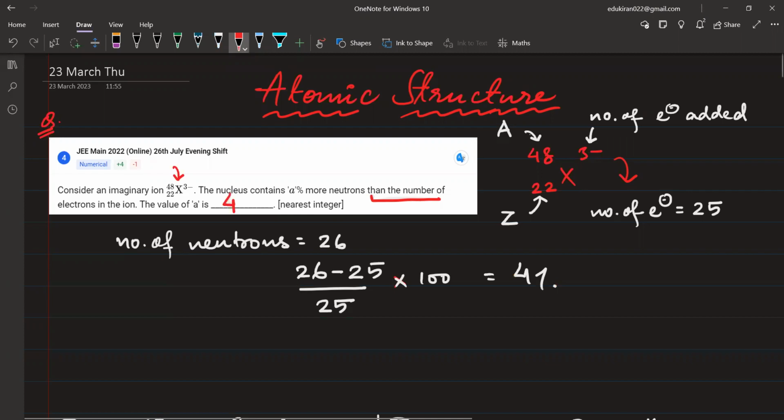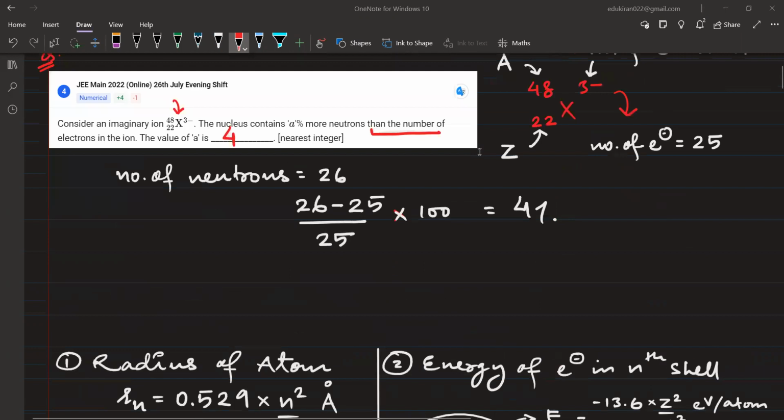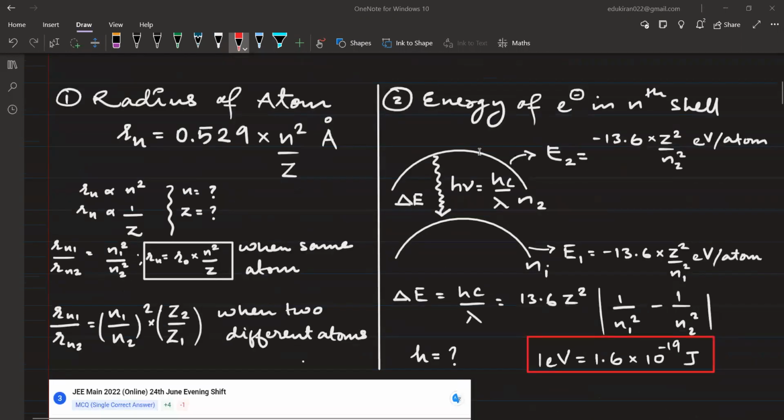Is this clear? Yes or no? Please tell me. All with you? Yes. Sure. Now, since we are done, let us move on to the next topic. Okay, this was just the introduction. Okay, now write the formulas for radius of atom and energy of electron in nth shell.